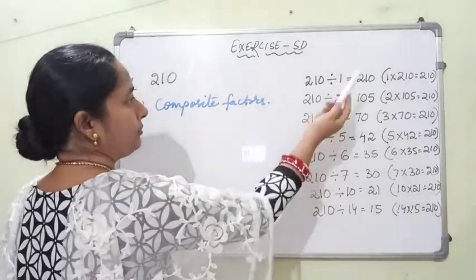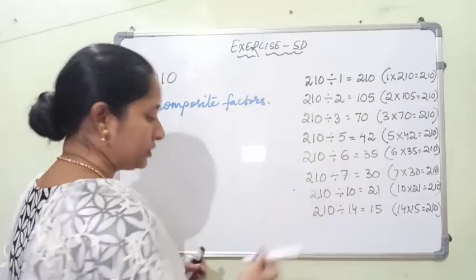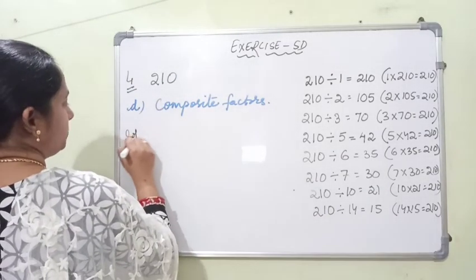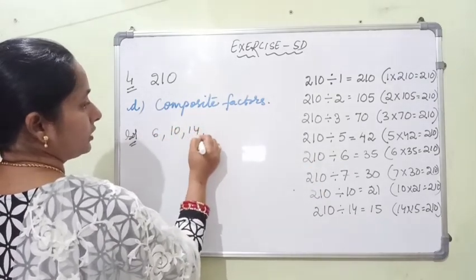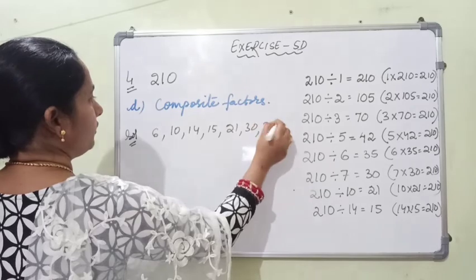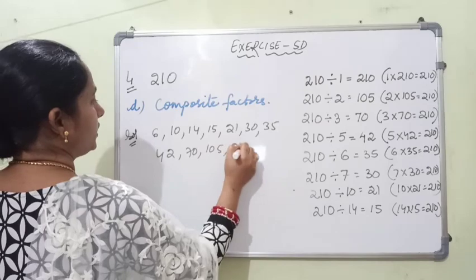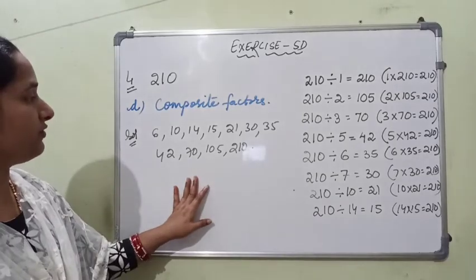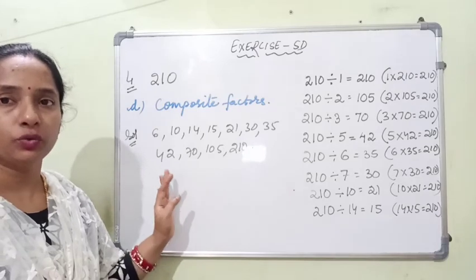See, 1 is neither prime nor composite, 2 is a prime number, 3 is also prime, 5 is also prime. The first composite factor we got here is 6, then next is 10, then 14, then 15, 21, 30, 35, 42, 70, 105, 210, the number itself. All these are the composite factors of the number 210. So this is the solution for question number 4.